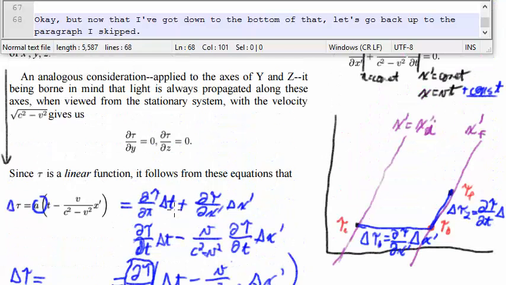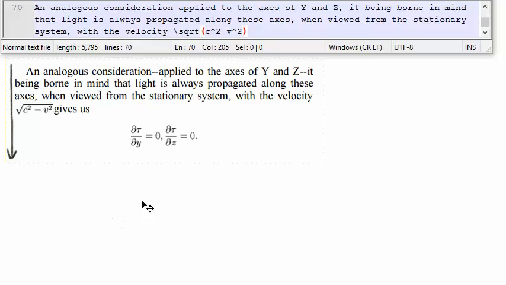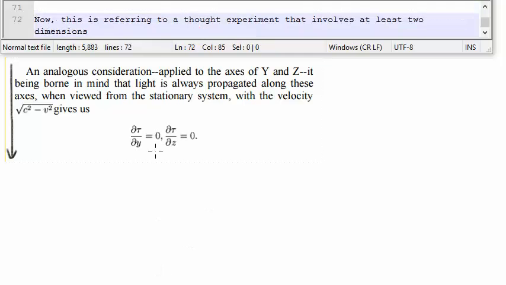Okay, but now that I've gotten to the bottom of that, let's go back up to the paragraph I skipped. An analogous consideration applied to the axes of y and z, it being borne in mind that light is always propagated along these axes when viewed from the stationary system with a velocity square root of c squared minus v squared. Now this is referring to a thought experiment that involves at least 2 dimensions. So we kind of picture a particle, let's say a pair of particles moving along at a constant velocity.